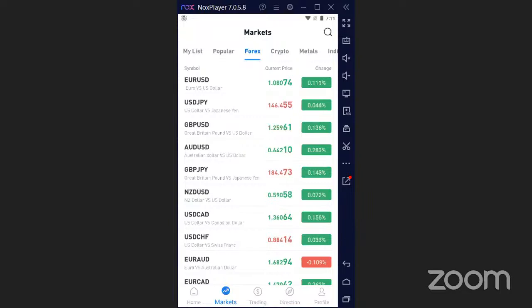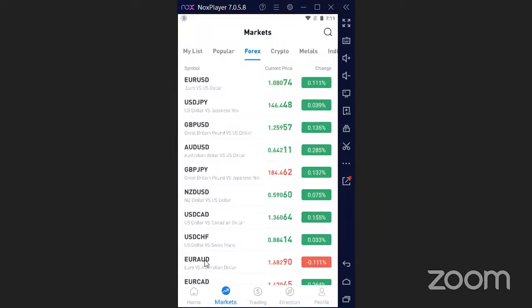Okay, so that aside, then we have the minor pair also. So this is an example of the minor pair. They are not associated with USD. They can be associated with other major currencies, but they are not associated with the USD. So don't get it mixed up.